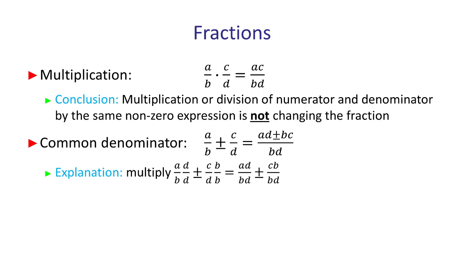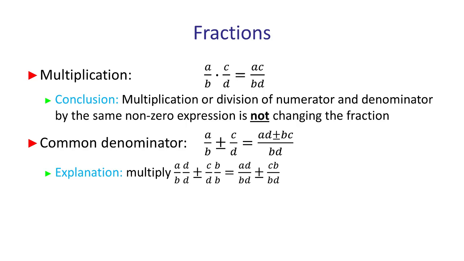So the first rule is the rule of multiplication, which says that a over b multiplied by c over d equals ac over bd. A, B, C, and D could be any expressions you want. The conclusion from that is very simple. Basically, if C equals D, then you multiply by 1, and it's not changing the fraction at all. So you could multiply or divide numerator and denominator by the same non-zero expression without changing the fraction. This expression could be anything, any combination of letters, numbers, and so on.